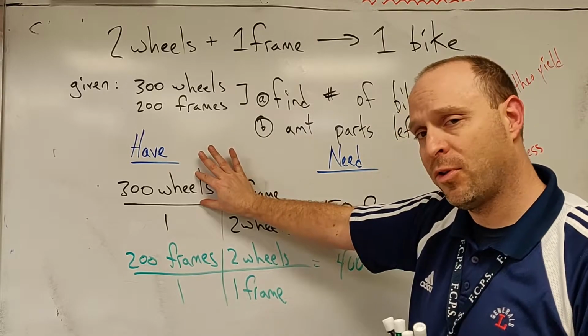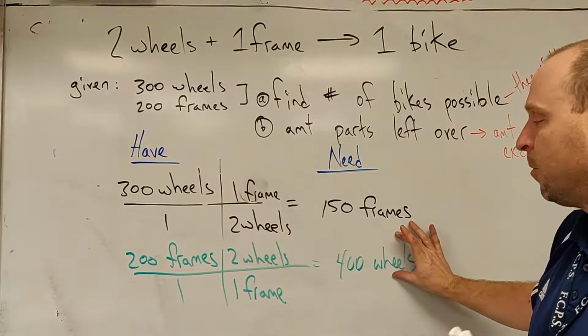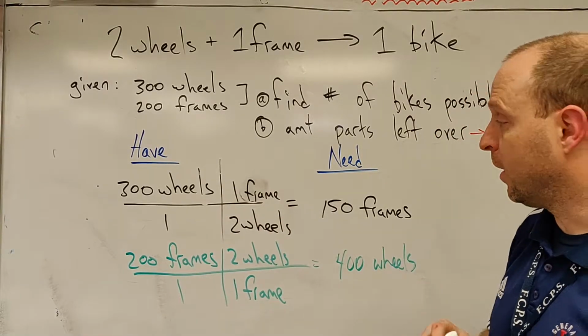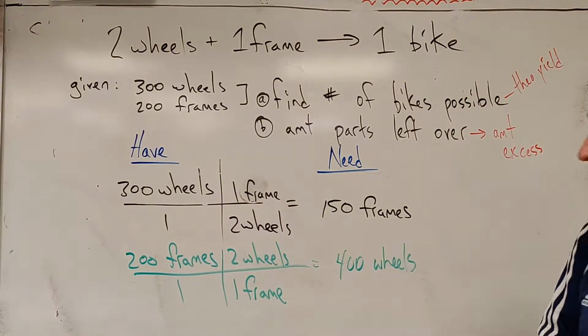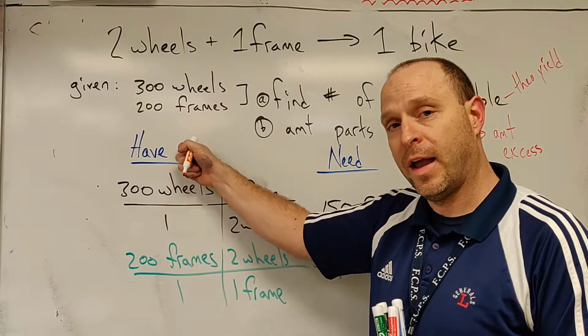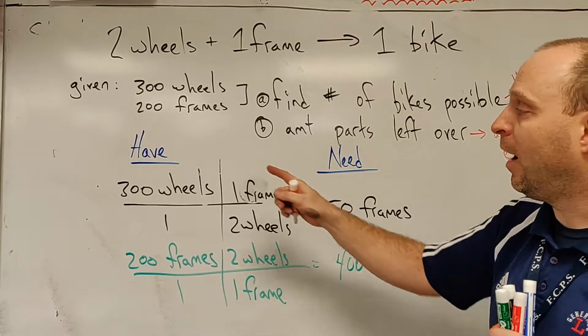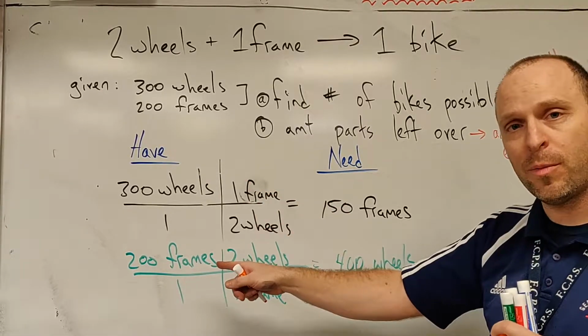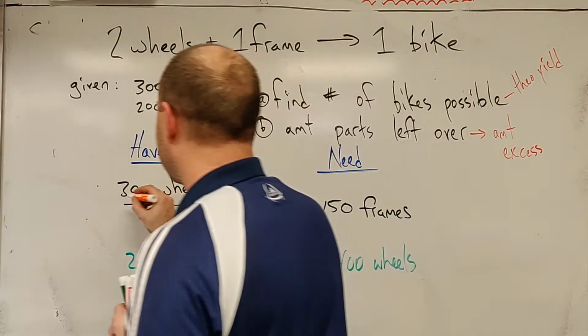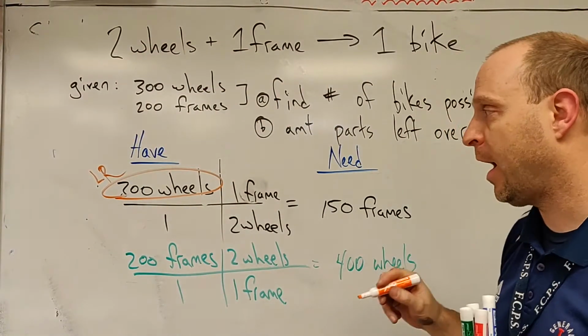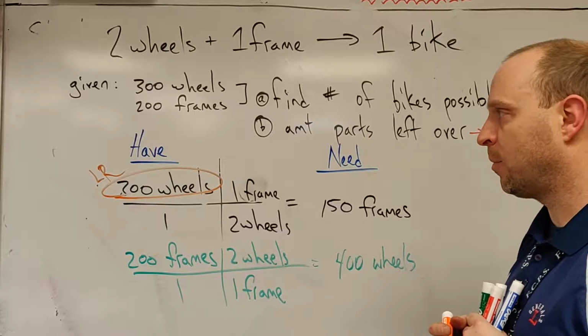because this is talking about the wheels we have. This is the number of wheels we needed based on the number of frames that we have. So we can identify at this point our limiting reactant and our excess reactant. I have 300, I need 400. I don't have enough. I don't have enough wheels to use up all my frames, so my wheels must limit how much product we can have. So that's our limiting reactant, using the terminology that we had before.